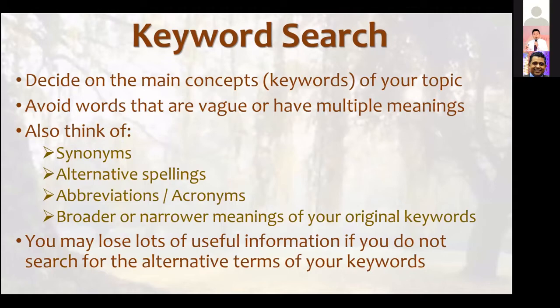So for the keyword search, as I said, you have to decide on the main concept, and then use the keywords from the most significant to least significant in your search, which will give you the exact results you are looking for. You need to avoid words that are vague or have multiple meanings. There's no way to say in advance what the vague or ambiguous words are, but when you search, you will see that the results you are getting are relevant to a different meaning of the word, so you can put a different word there to improve the result. So it's always a trial and error.